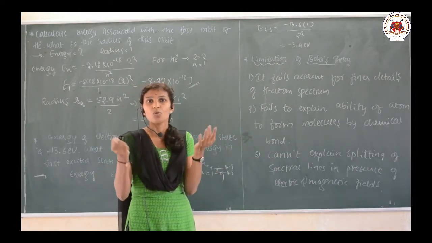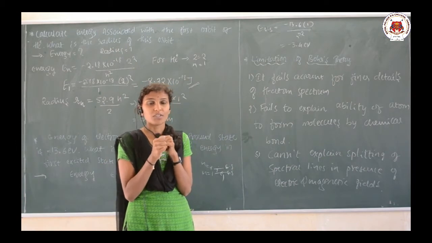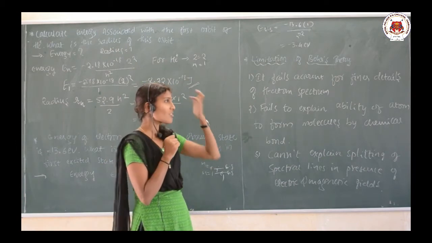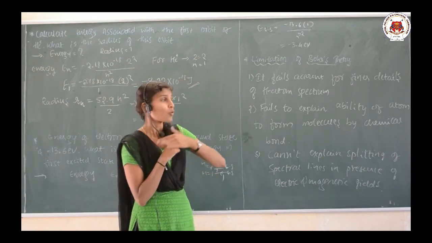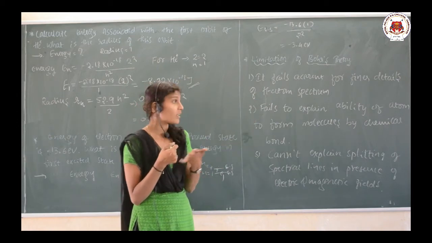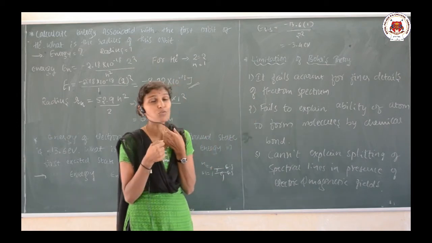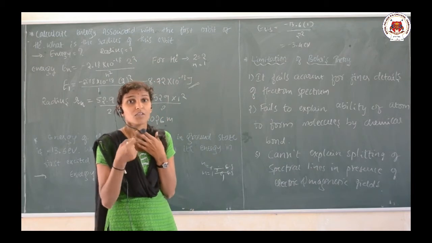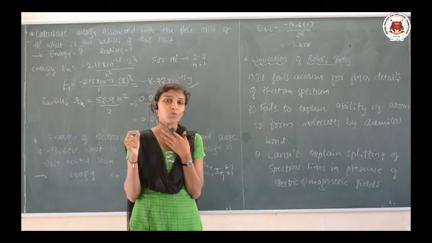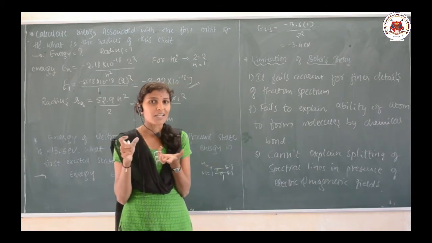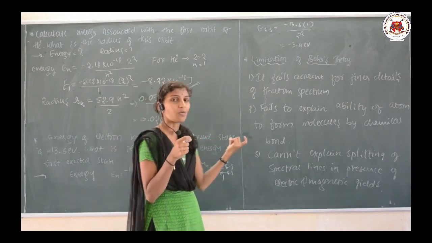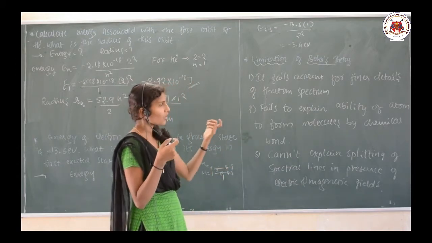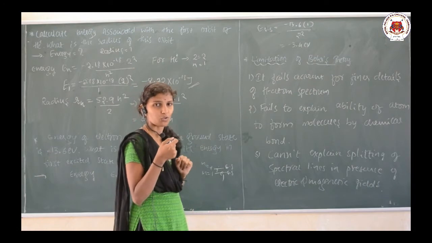As you know, when atoms combine with each other, there is a formation of a molecule. This theory cannot explain why atoms have the ability to form molecules, why atoms cannot exist as an atom. Regarding that, it does not give any details. So, it is also one of the drawbacks.